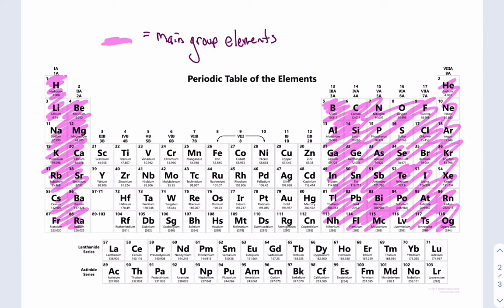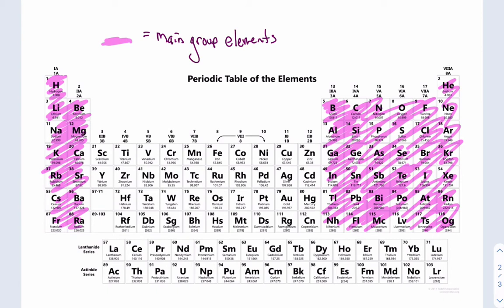I'm talking about. So it's your alkali, your alkaline, your inner transition metals, your nonmetals, your metalloids, your halogens, and your noble gases. Okay, why are they called the main group elements? They're the elements that we encounter most frequently. They're the ones that are most abundant in nature. They're also the ones that tend to follow a more consistent pattern.